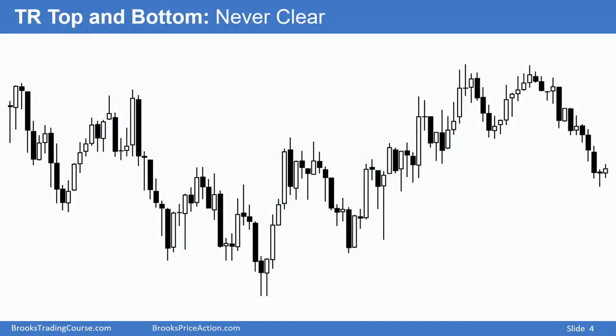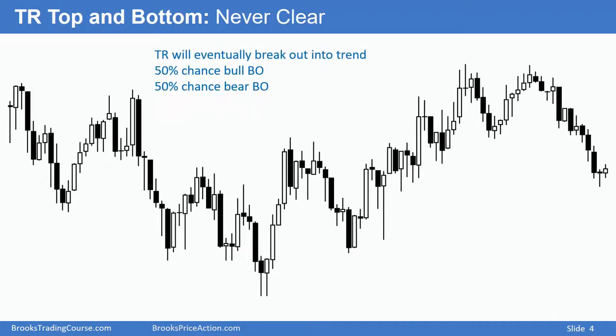Another feature of trading ranges is the top and bottom are never all that clear. Every trading range eventually breaks out into a trend, and there's about a 50% chance of a bull breakout and a 50% chance of a bear breakout. In addition, there's a 50% chance that the first breakout attempt will fail. It'll reverse. Again, my 80% rule: 80% of breakout attempts will fail. The market has inertia, and it continues to do what it has been doing for a long, long time.